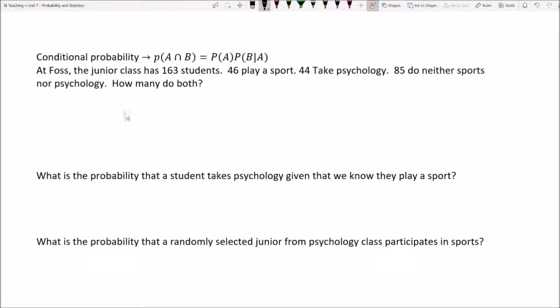Now let's change gears for a moment and talk about conditional probability. Go ahead and write down the symbols here. Pause the video if you need to, because I'm going to start explaining it. This symbol right here is an intersection, and it translates as the word and.